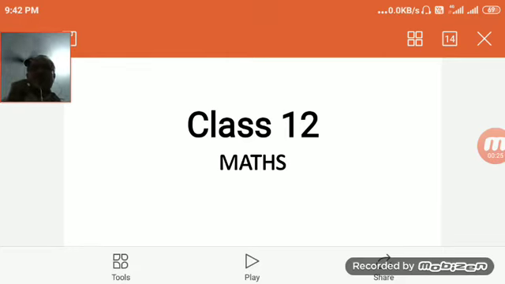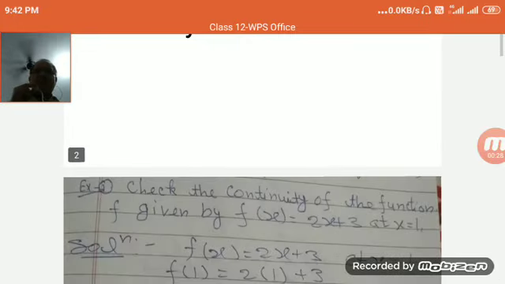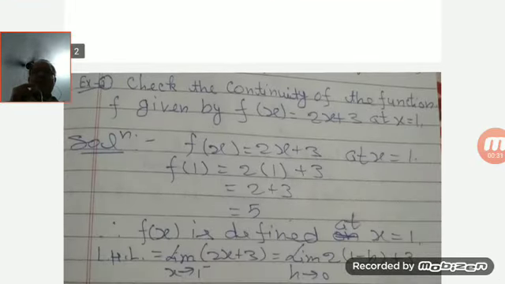Now, in this video, we have to start from example number 1 and we have to see how we can solve the problems related to continuity. So, example number 1. Check the continuity of the function f given by f(x) is equal to 2x plus 3 at x equal to 1. F of x is equal to 2x plus 3 at x equal to 1.